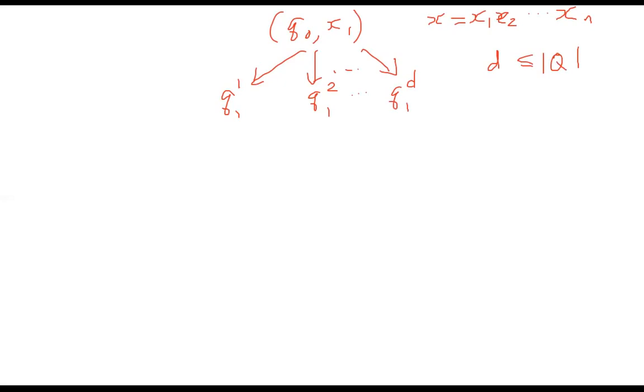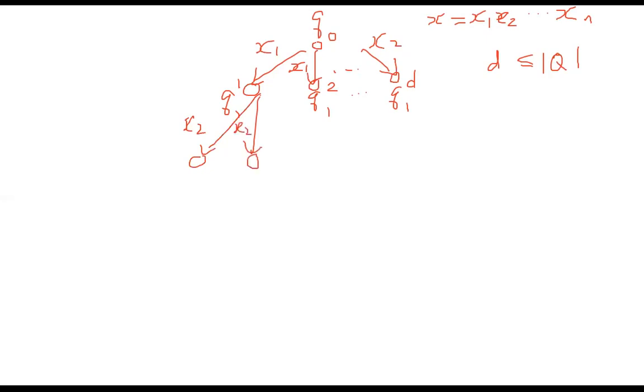So then on x2, this goes to the next stage. Maybe I can put x1 on the edge, so that's easier to see. So let me put Q0 here. This is x1, x1, you can go. And then here, on x2, you could go to the next state, Q21, Q2, let's say 2.